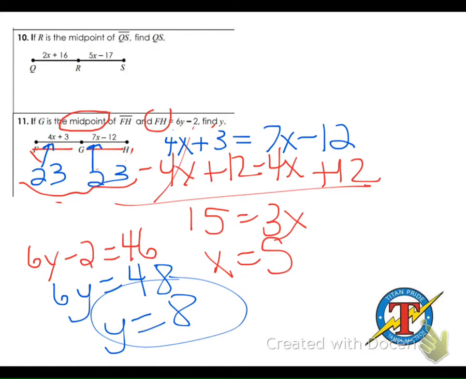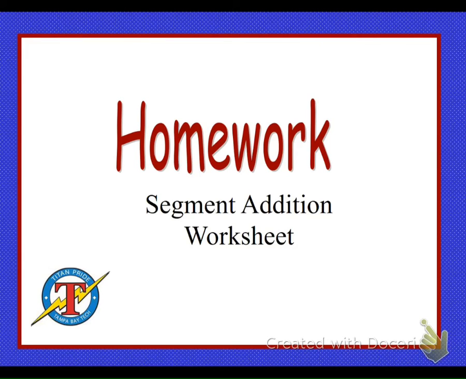Okay, main idea of today's lesson, whether it's a midpoint or a bisector, it cuts it in half. And it cuts it in half perfectly, giving you 2 equal pieces. Okay, and also 2 pieces have to add up to the total. Segment addition. Here's some practice problems for you. I hope you do well.